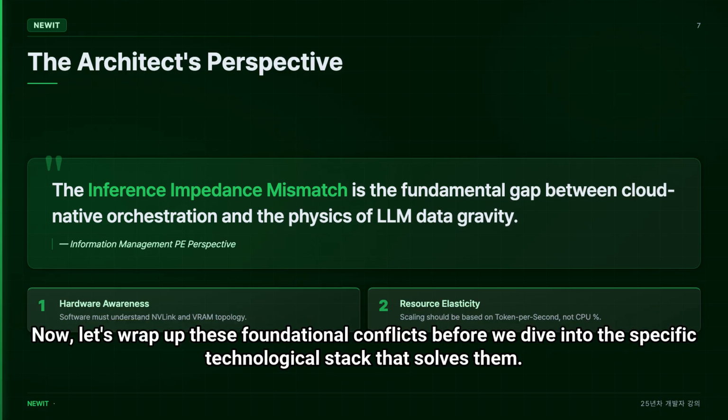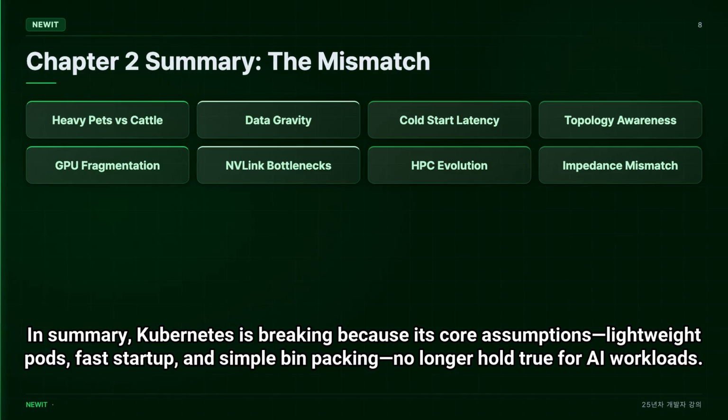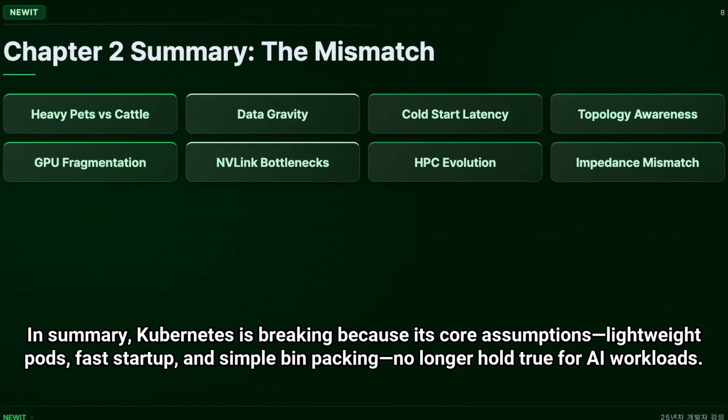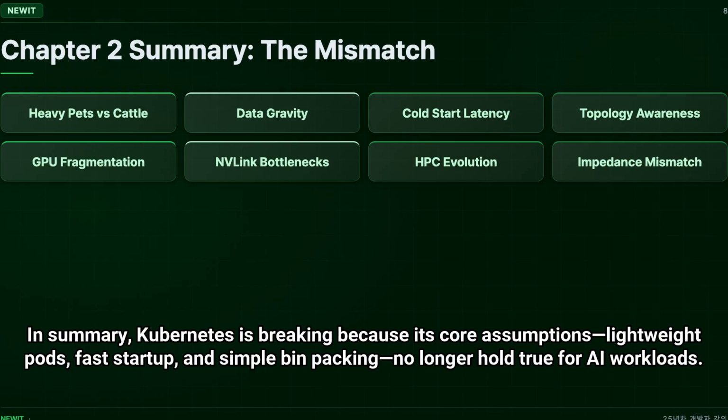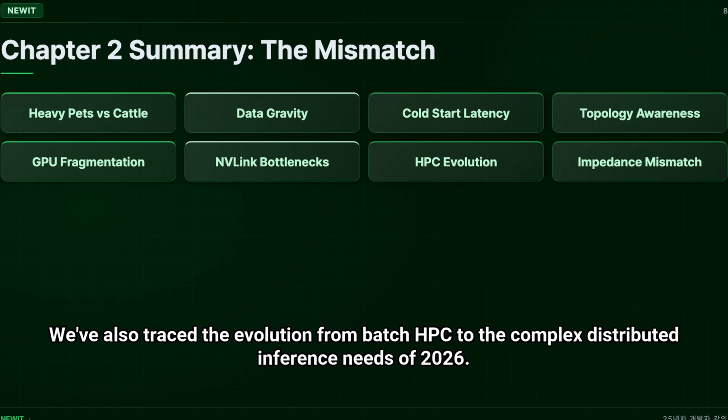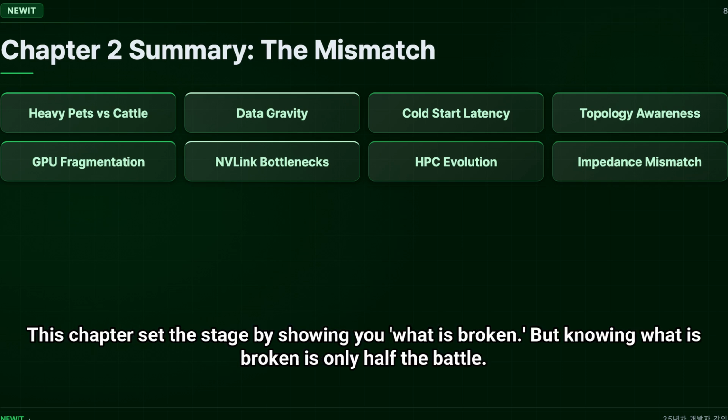Now, let's wrap up these foundational conflicts before we dive into the specific technological stack that solves them. In summary, Kubernetes is breaking because its core assumptions, lightweight pods, fast startup, and simple bin packing, no longer hold true for AI workloads. We've identified the heavy pet problem, the registry bottleneck, and the failure of topology-unaware scheduling. We've also traced the evolution from batch HPC to the complex distributed inference needs of 2026. This chapter set the stage by showing you what is broken.